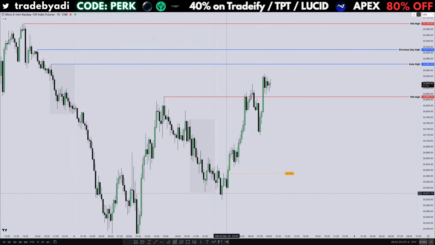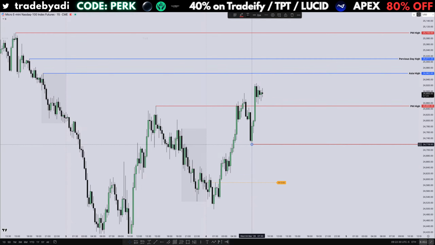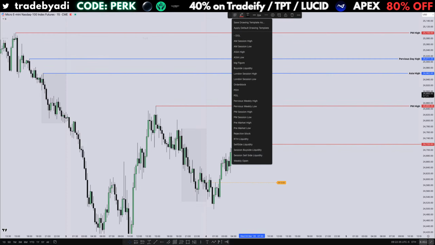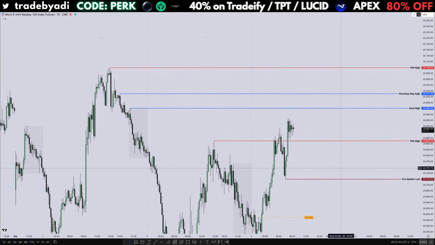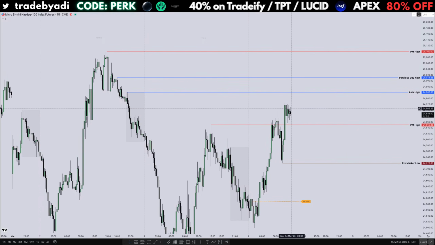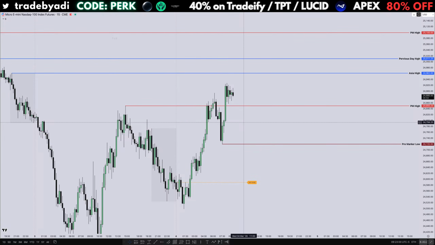So this is also a suspect for today, and we will also mark down the 7:30 low. This is the pre-market low for liquidity purposes. So the main liquidity will be the Asia high for now and the previous day high. And if the market is going to extend, then we will look for the PM session high. We need some kind of confirmation after 9:30. We also have to look where the manipulation is happening.